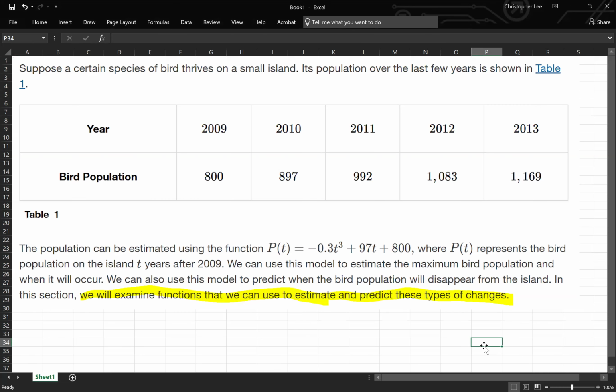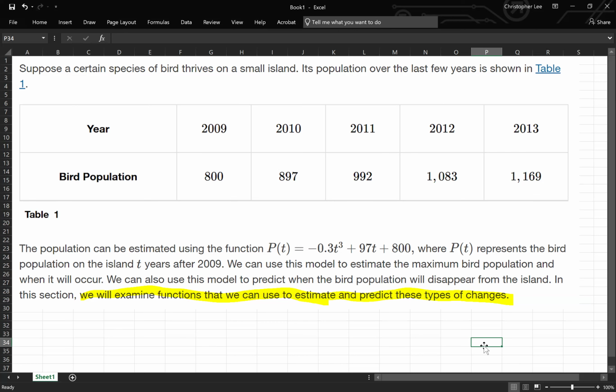So suppose a certain species of bird thrives on a small island. Its population over the last few years is shown in the table, right? So you have the years going across, 2009, 10, all the way up to 2013. Then you have the bird populations, 800, 897, 992. It looks like it's going up, so that's good, right?